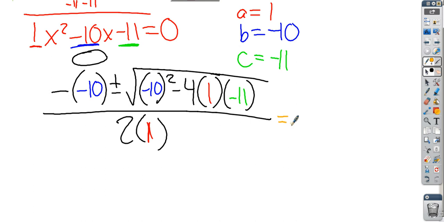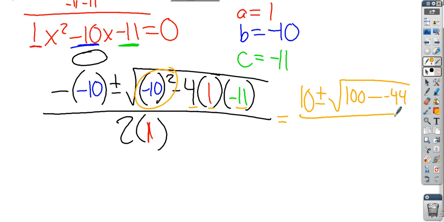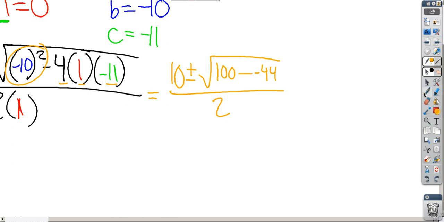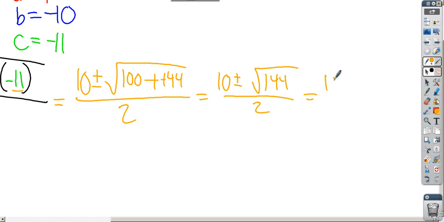So negative 10 is positive 10, plus or minus the square root. Negative 10 squared is 100, minus, and then 4 times 1 is 4, times negative 11 is negative 44, so we get 100 minus negative 44, and that's all over 2 times 1, which is 2. Alright, so let's clean this up a little. So we have 10 plus or minus, negative 44 is like plus 44, so 100 plus 44 is 144. And then that's going to be 10 plus or minus 12, because that's what the square root of 144 is.